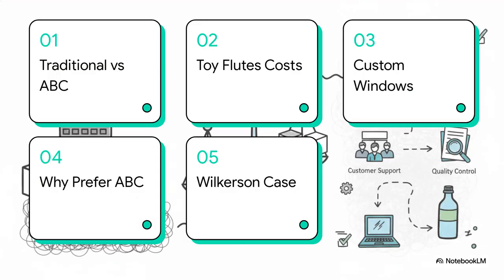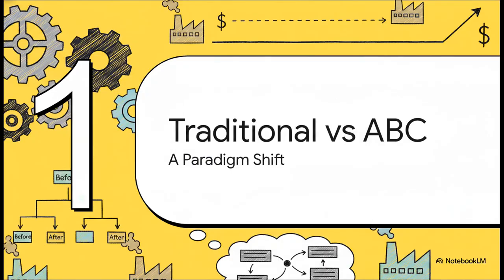Here is our roadmap for today. We'll start by comparing traditional and ABC costing. Then we'll run the numbers on a batch of toy flutes, scale up to costing custom windows, discuss exactly why managers prefer ABC, and finally we'll pull it all together with the Wilkerson case strategy. So let's kick things off with Section 1, looking at traditional versus activity-based costing.